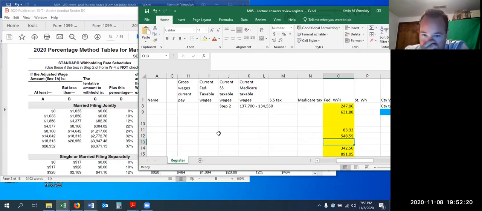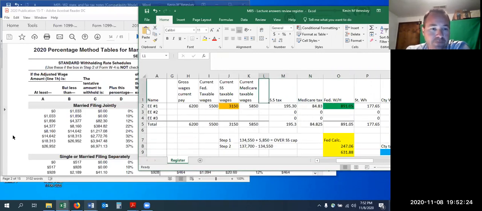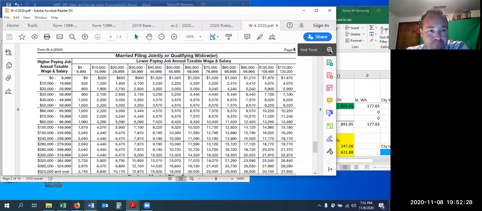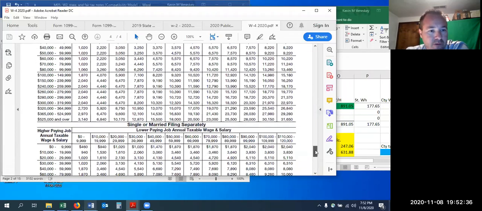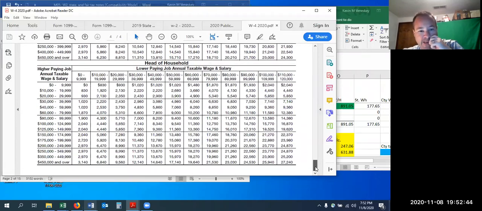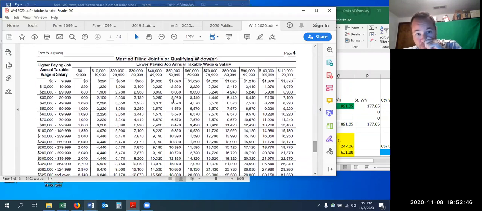And then finally, we need to see what our total wages are, because when we're going to come over here to the part 4, we look at our wages and then our spouse's wages. It says do the higher paying job, look at their number over here, then the lower paying job along the top part. And this is for married filing joint.